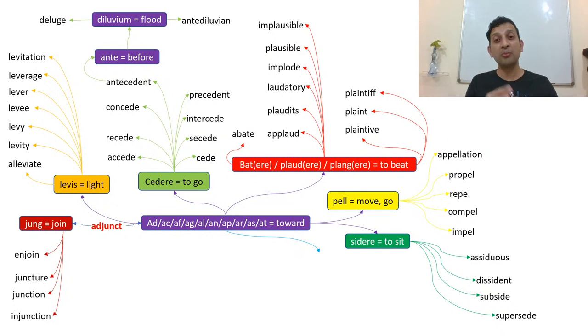Implode, explode, both from plaudere. Explode, boom. Implode, something that collapses internally. Plausible, believable. You beat against his story and it still sounds true. It's a plausible story. Implausible, not believable at all.